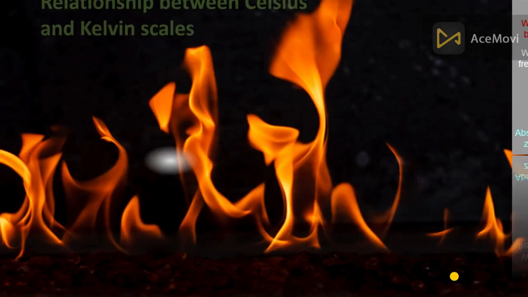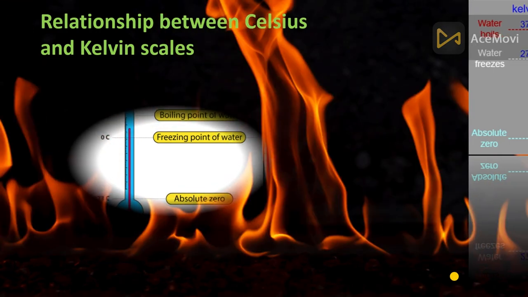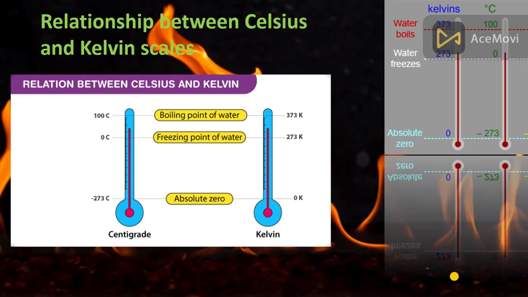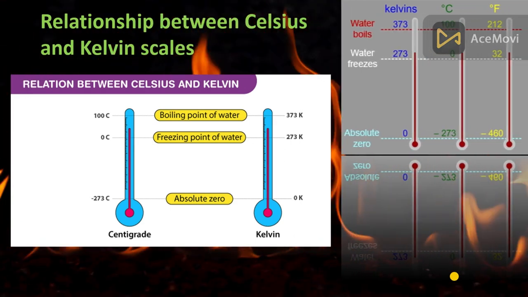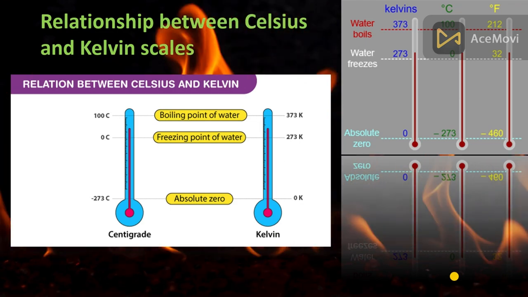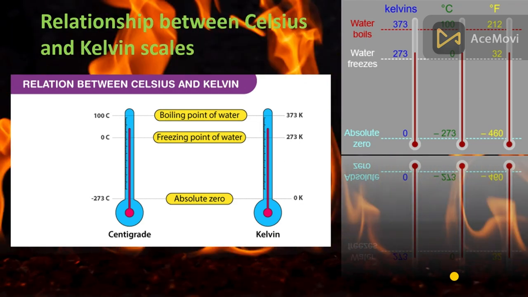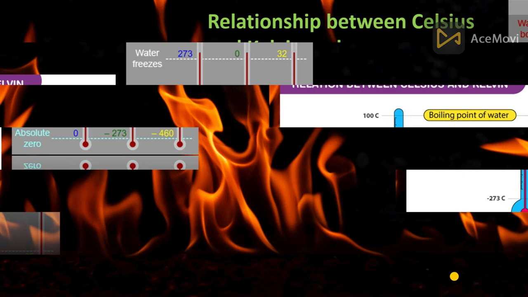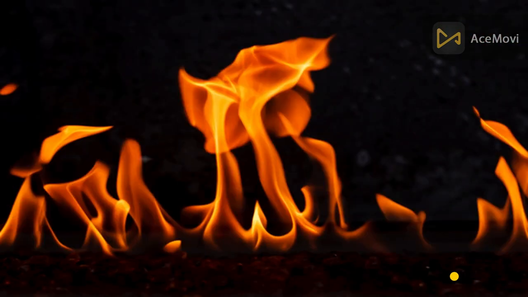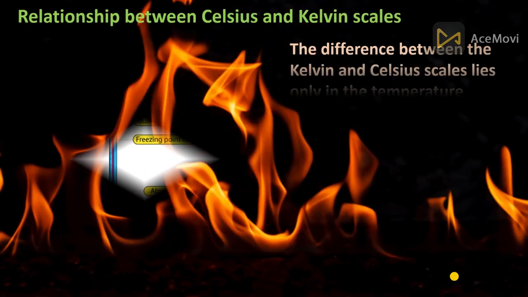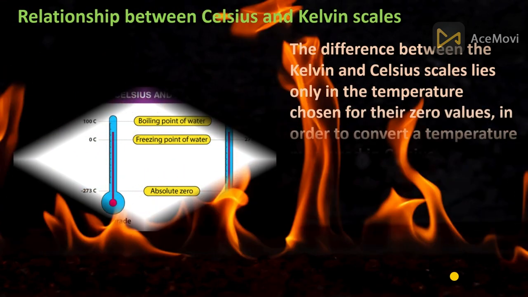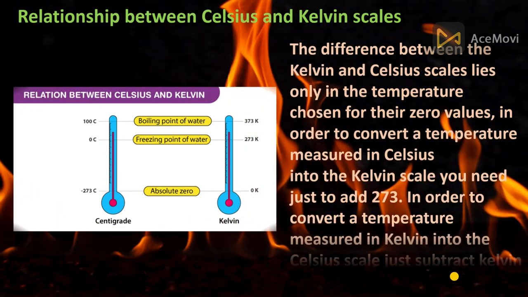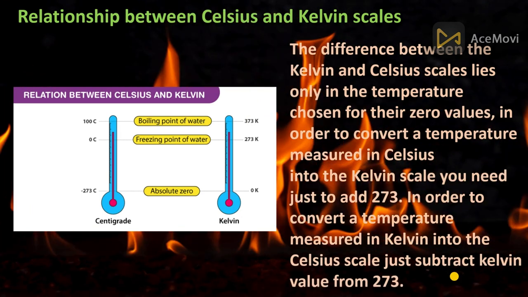Since the difference between the Kelvin and Celsius scales lies only in the temperature chosen for their zero values, in order to convert a temperature measured in Celsius into the Kelvin scale, one only needs to add 273. In order to convert a temperature measured in Kelvin into the Celsius scale, one has to subtract 273.